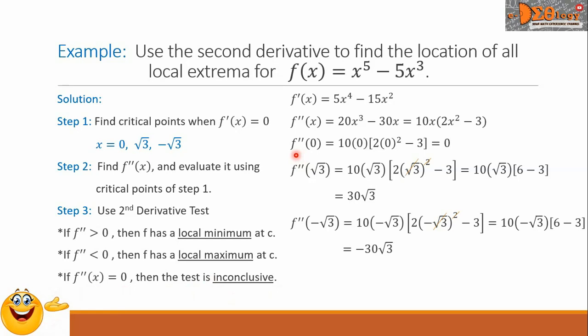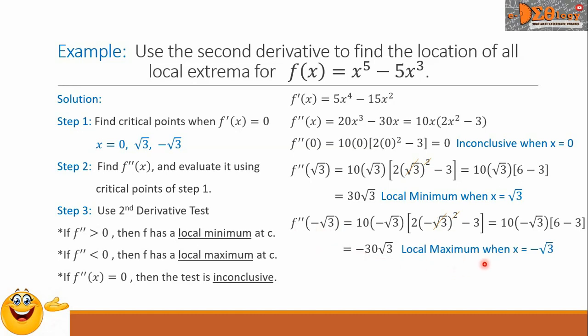Let us see now f double prime of 0, and this is equal to 0. In this case, we say that it is inconclusive when x is equal to 0. Next is the second derivative at square root of 3, and the answer is positive 30 square root of 3. Since this is positive, we say that there is a local minimum when x is equal to square root of 3. For the third critical point, we have f double prime of negative square root of 3, and we found out that the answer is negative 30 square root of 3. Since this is negative, we say that there is a local maximum when x equals negative square root of 3.